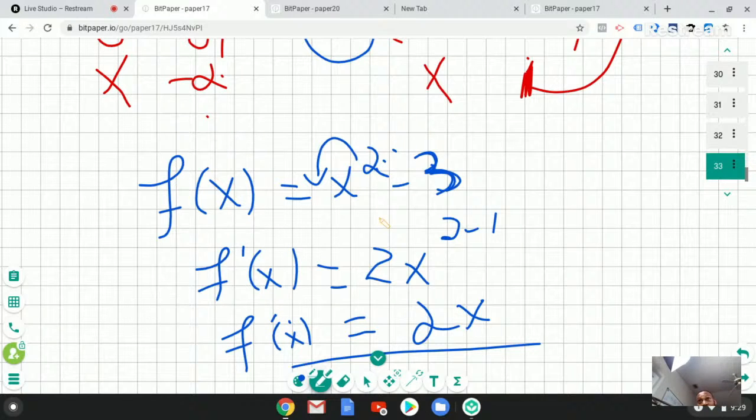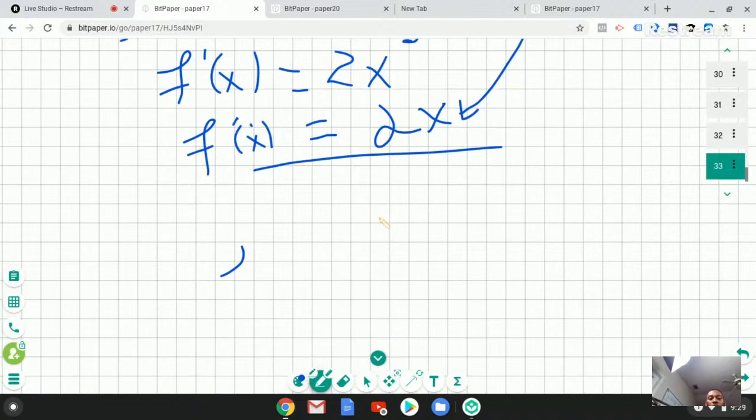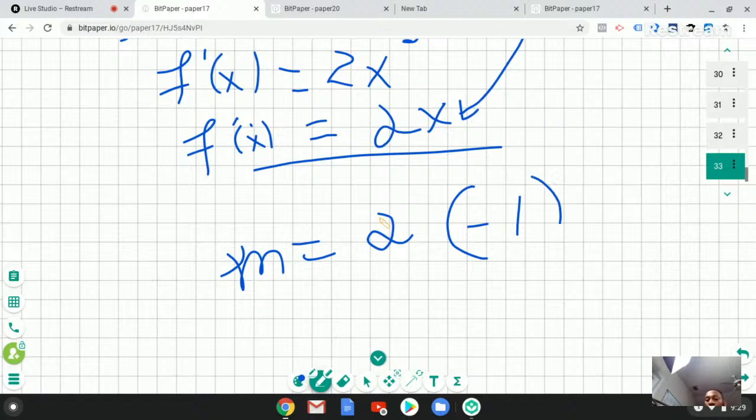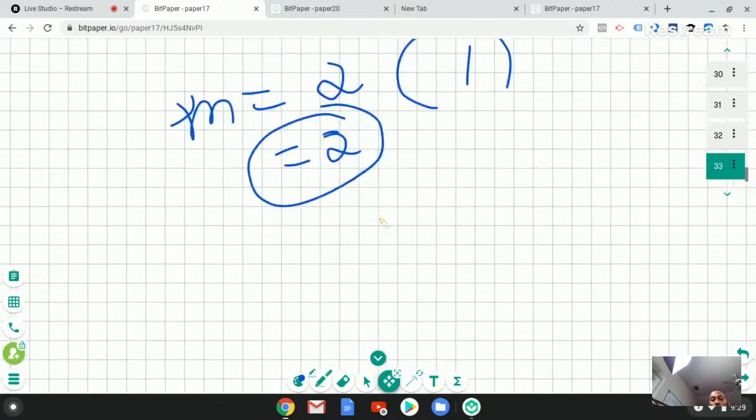So what do I need to do to find the slope? The slope: plug in that 1 inside of this 2x. That's what's going to give me the m. So what's the slope? m is equal to 2 multiplied by the 1, the point that they ask us to evaluate the tangent line at. That 1. So m is equal to what? 2 times 1 is 2. So now I have everything I need.